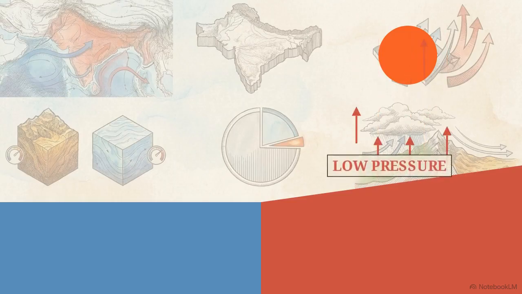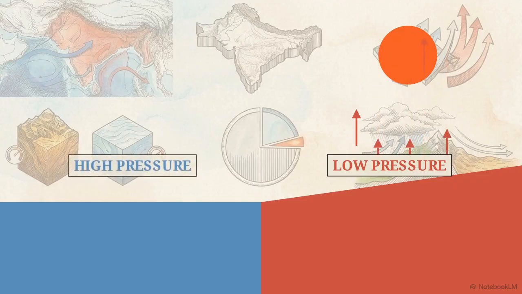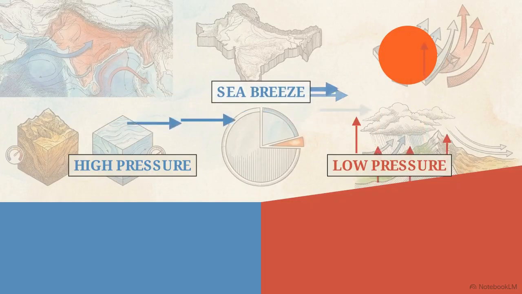This upward movement creates a localized vacuum at the surface, a zone of low pressure. Nature seeks equilibrium. To fill that empty space, cooler, denser air from the adjacent high-pressure ocean rushes inland. We experience this horizontal transfer of fluid as a sea breeze.